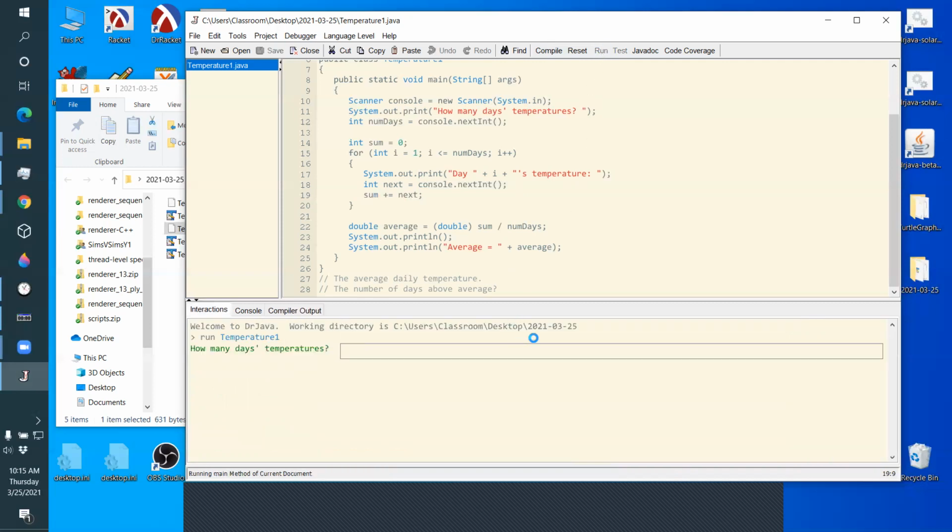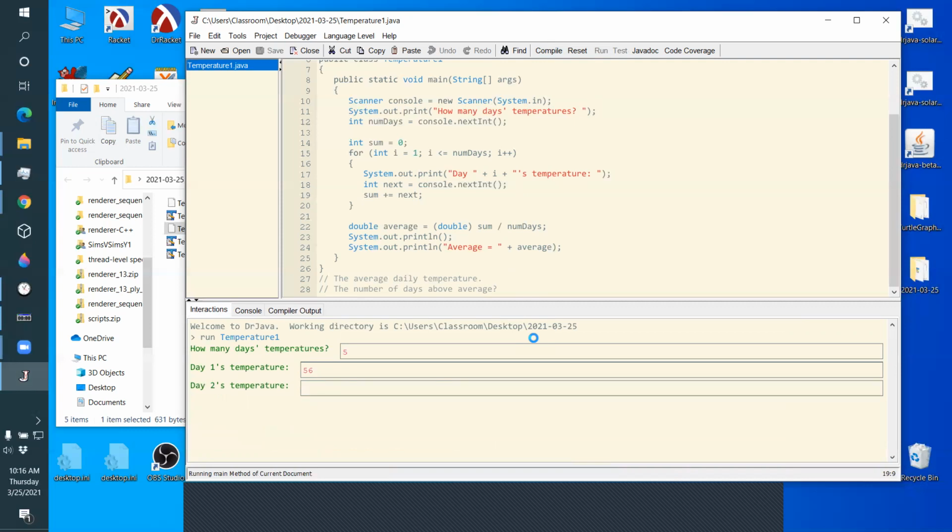Okay. 5 days of numbers. My first temperature is 56. Is that above average or below average? That one is at average, right? At the moment. At the moment, but that's not what I want to know. Oh, neither.